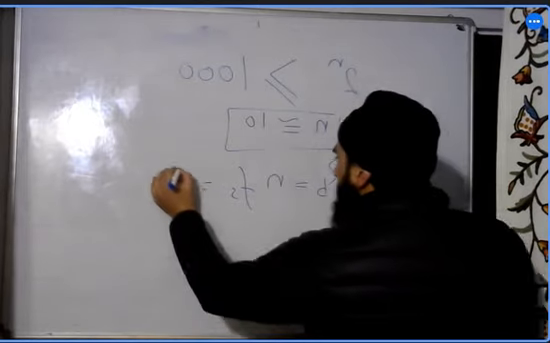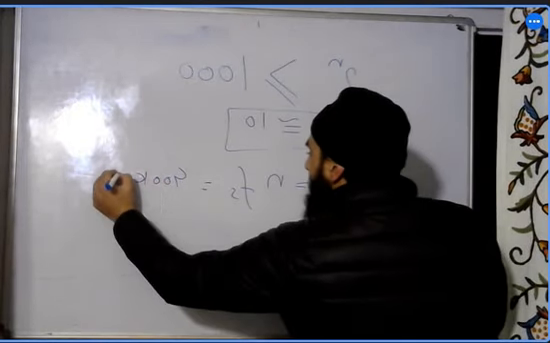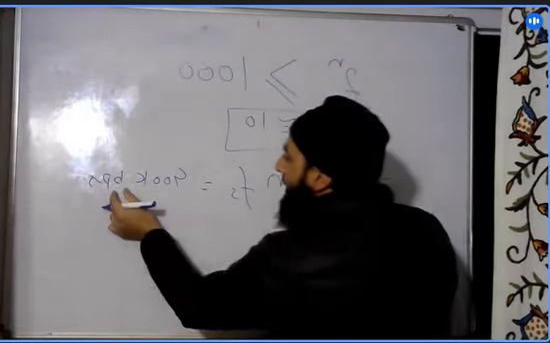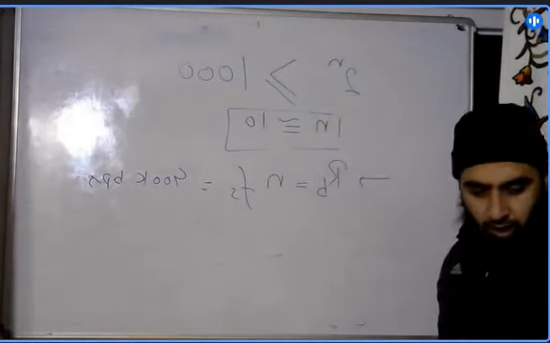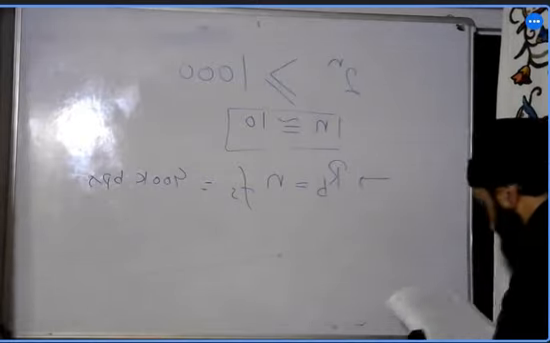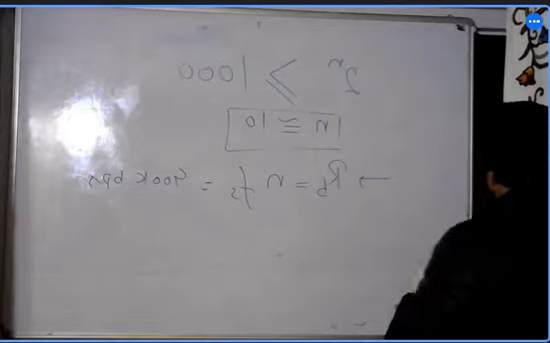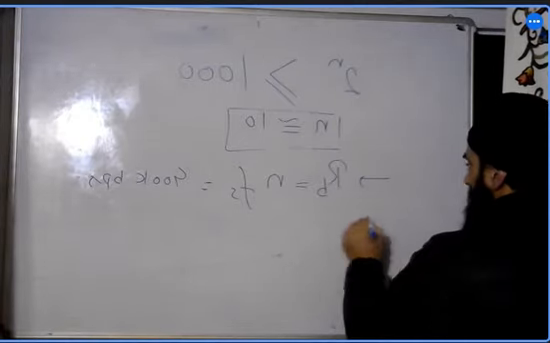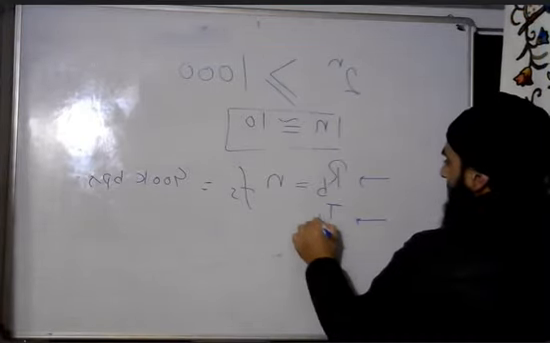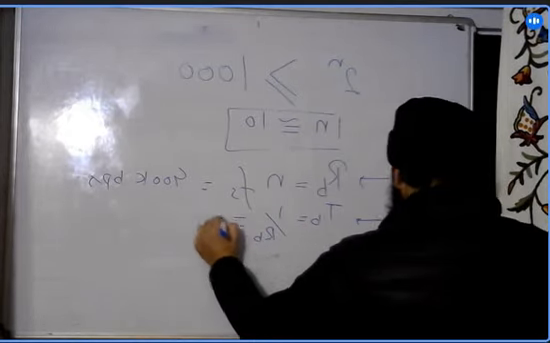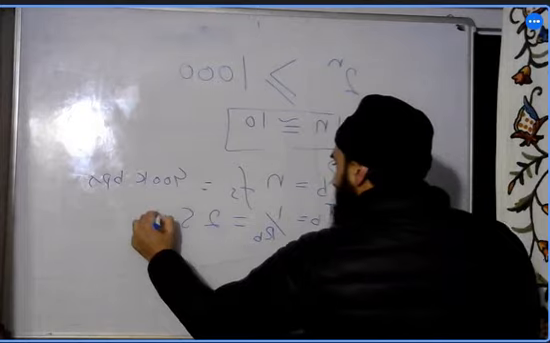RB will be equal to 4000 kbps. What is RB? Bit rate. So bit rate will always be in bits per second. TB will be just the inverse of RB, and that is equal to 2.5 microseconds.